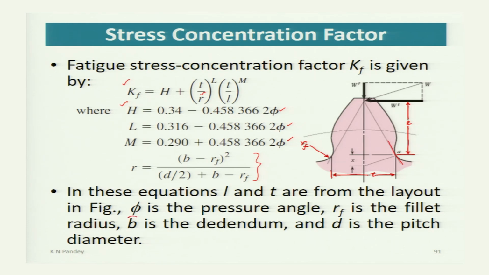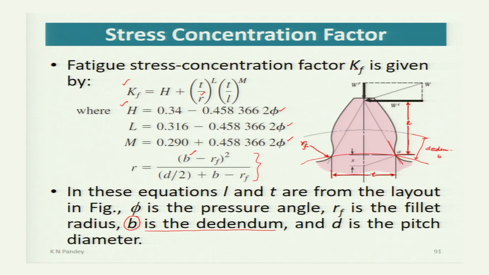The b in this equation is the dedendum. Dedendum means this is the pitch circle, and the root circle is somewhere here. So this is your dedendum, given by small b, and D is the pitch circle diameter, or the pitch diameter simply.